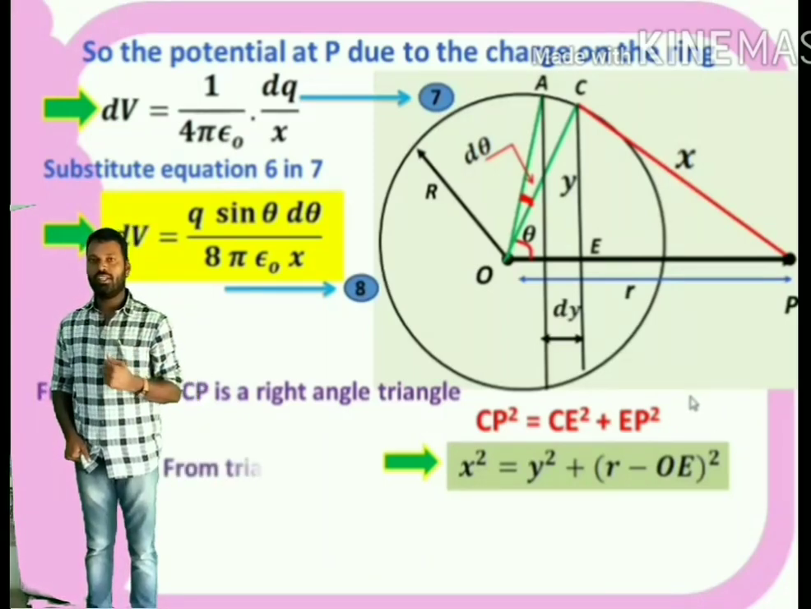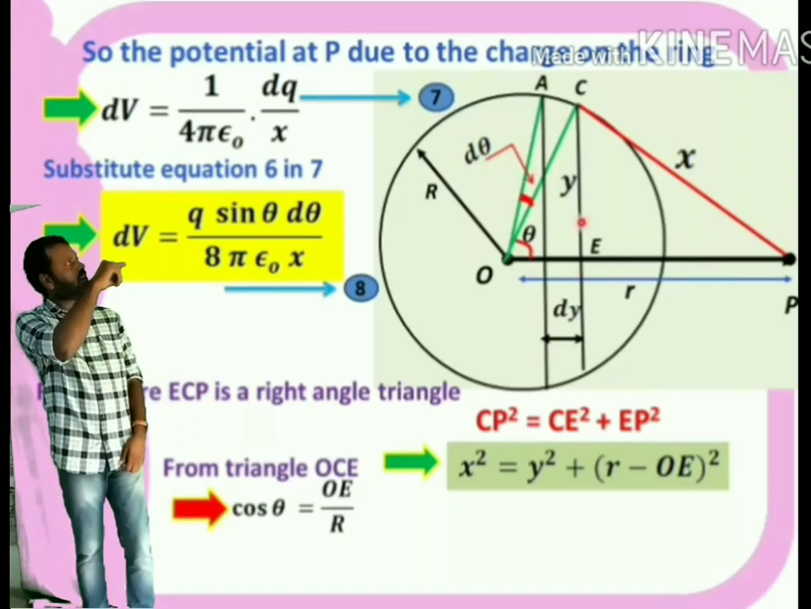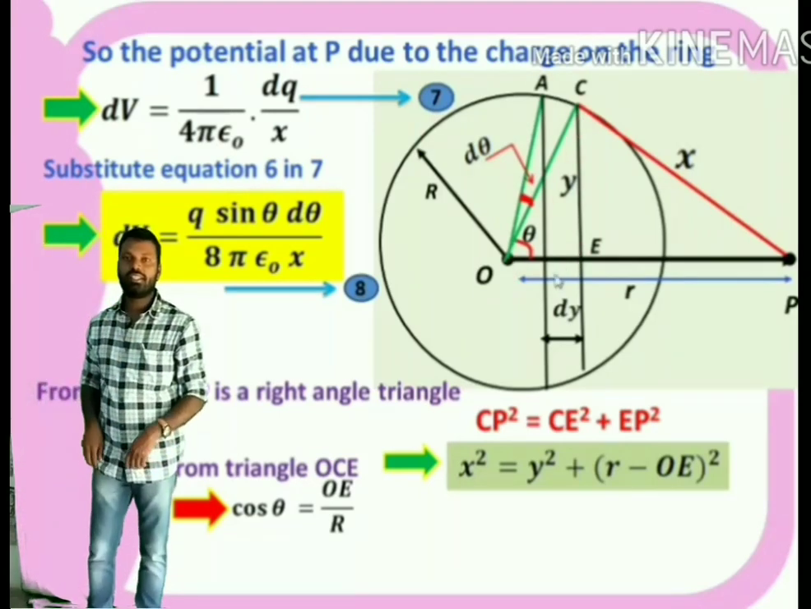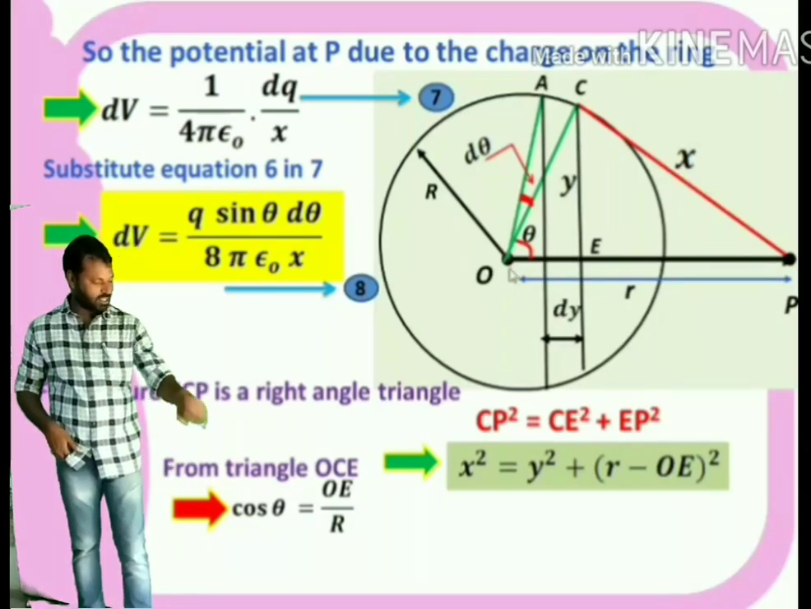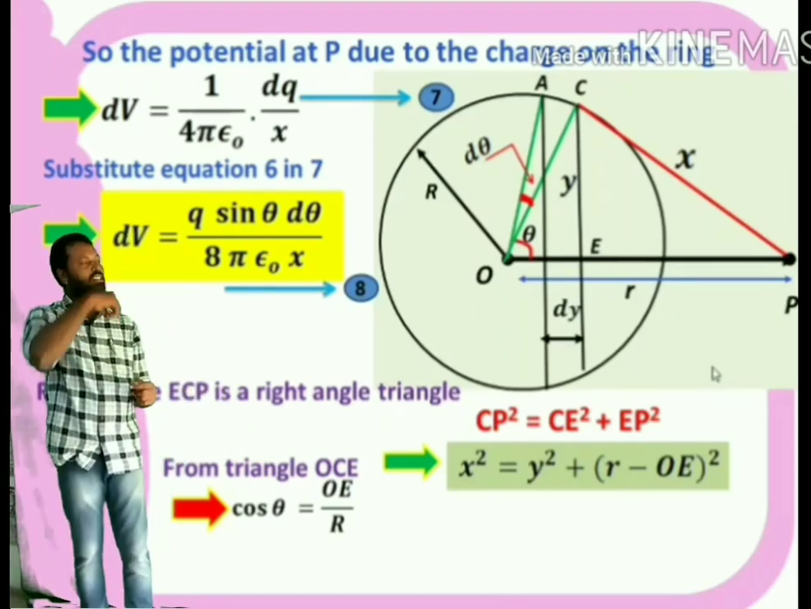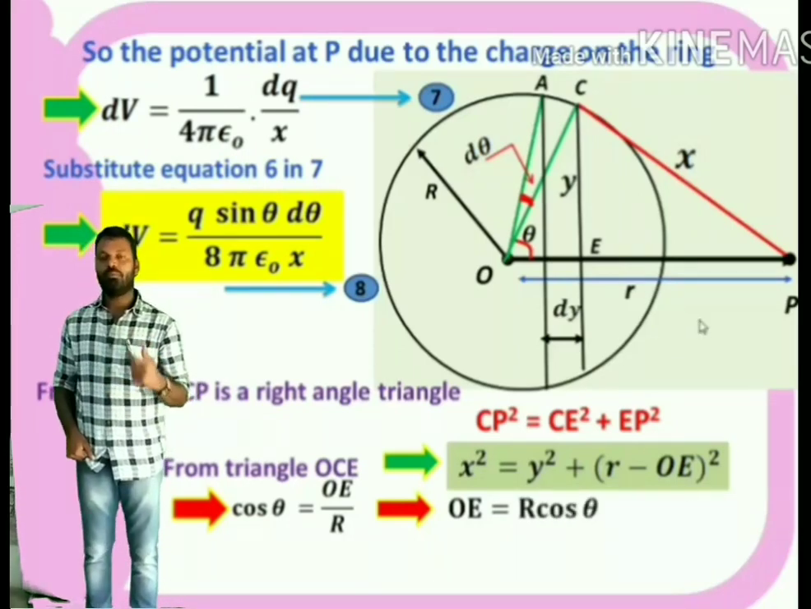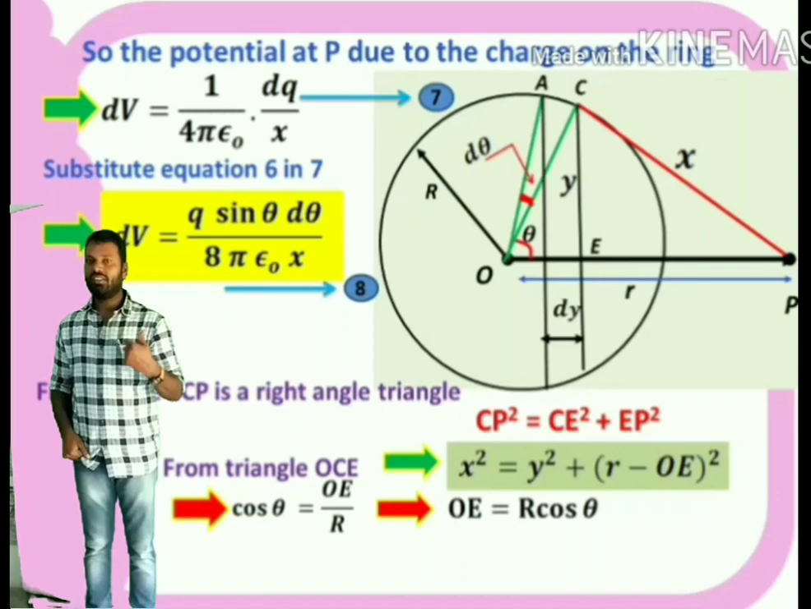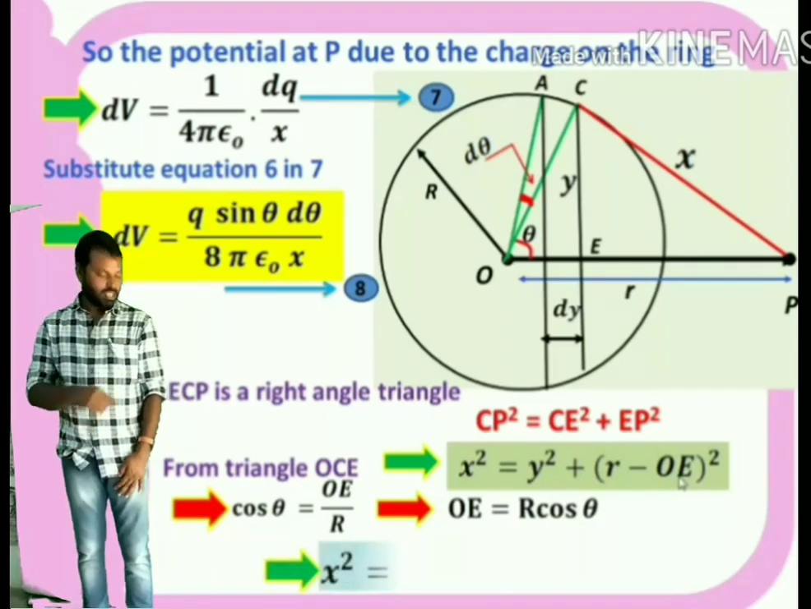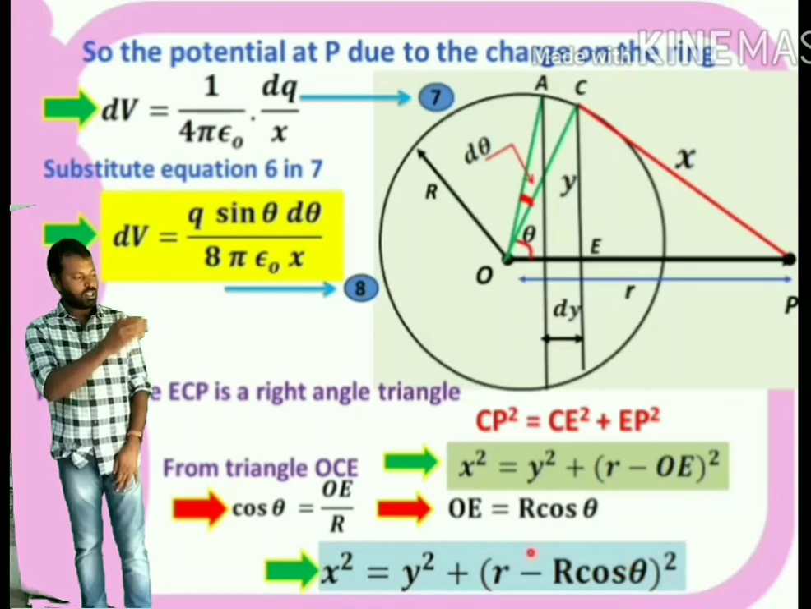But what is OE? To find OE, see the triangle OCE. From OCE, find cos theta. Cos theta is equal to adjacent by hypotenuse. Adjacent means OE, hypotenuse means R, the radius. So cos theta is equal to OE by capital R. That implies OE is equal to R cos theta. If I substitute the OE value, what will I get? X square is equal to y square plus (R minus R cos theta) whole square.